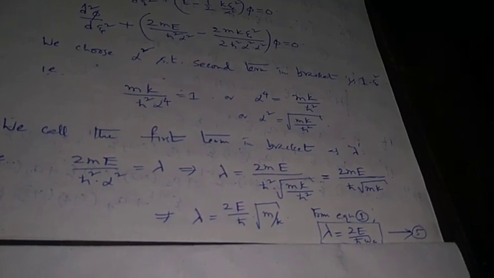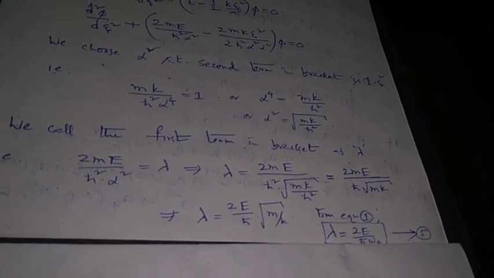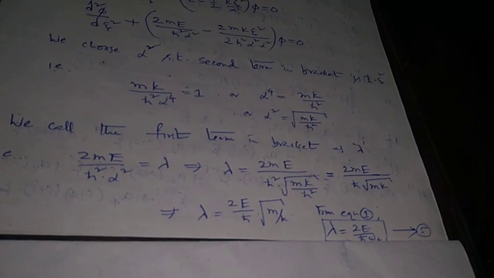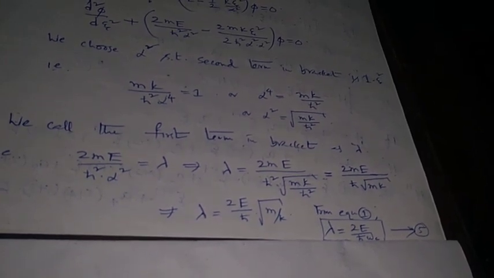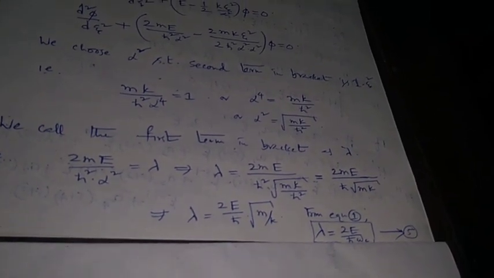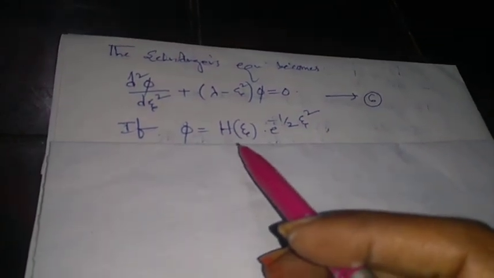And then if you use the fact that omega c is equal to square root of k by m, we'll get the expression for lambda as shown in equation number 5. Then the Schrodinger equation will look like that shown in equation number 6. And we can take a solution for xi as h function of xi into exponential minus of xi squared.